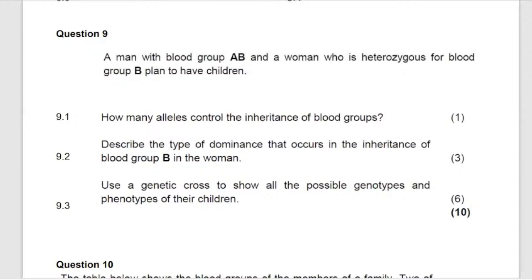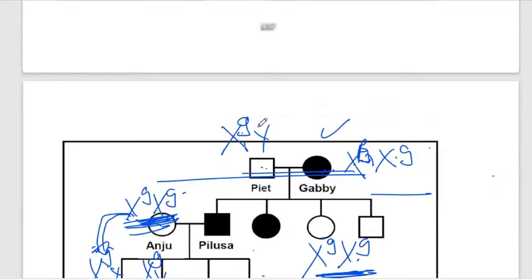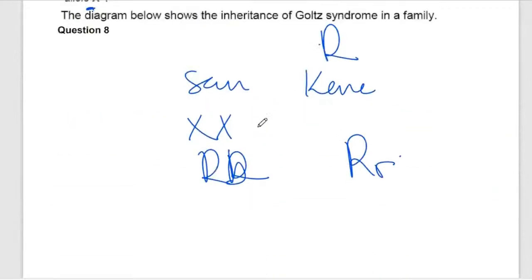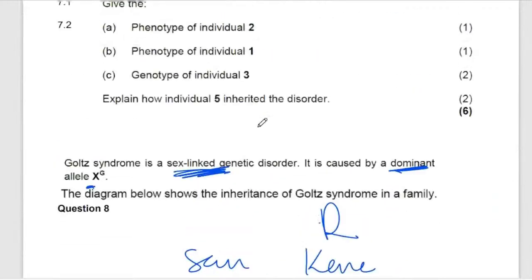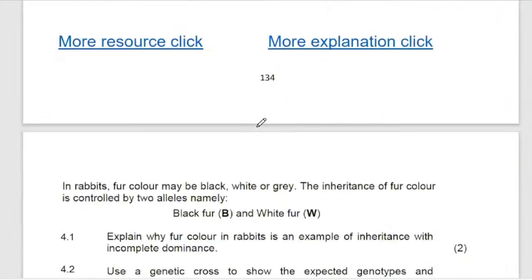Okay, let me explain to you what I meant there. Someone is saying X and XR. I'm saying don't use X and Y in that case. Let me just look for a question here.